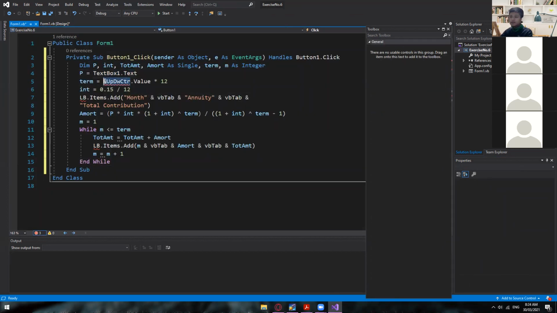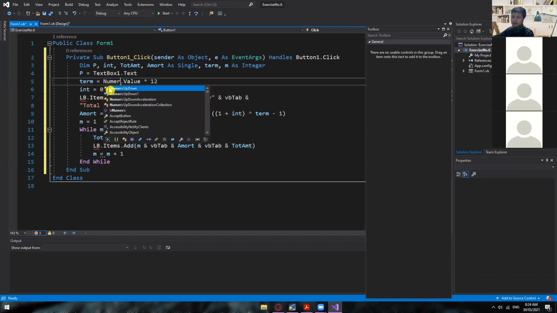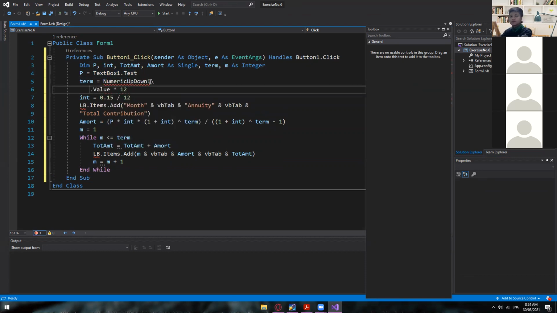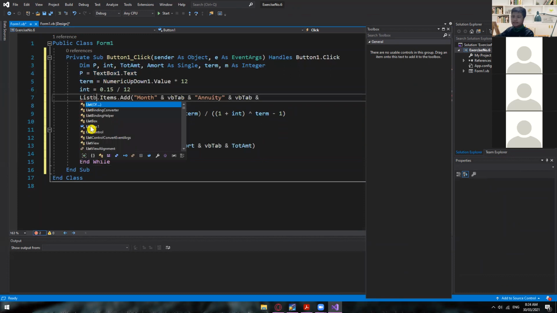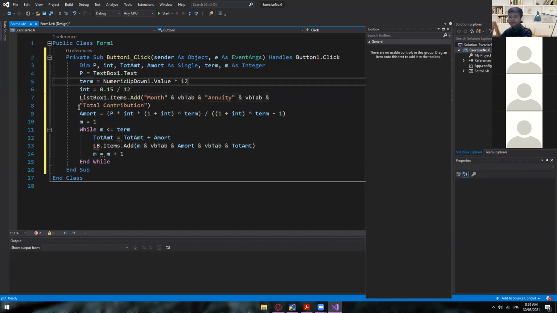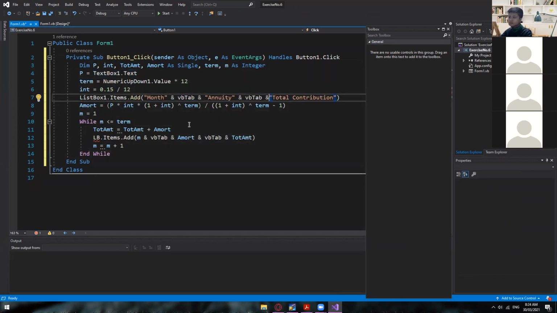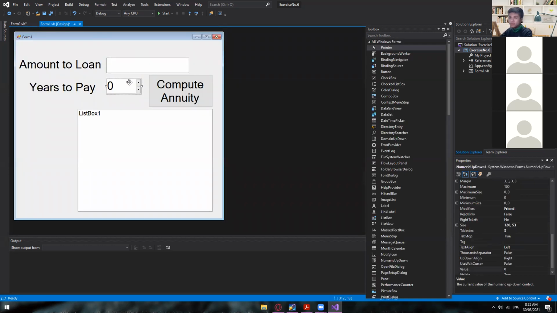And this one is numeric up down. Let's change this one. Numeric up down. And this one is list box 1. Okay, so this is the months. So basically, you can only put a whole number right here. Okay, so this is the years to pay.